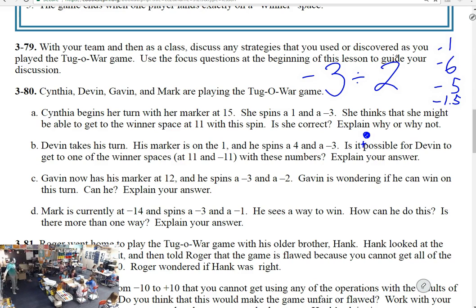So, big point here that I think we all got: which operation you use to combine your values obviously matters, right? The operation makes a big difference.